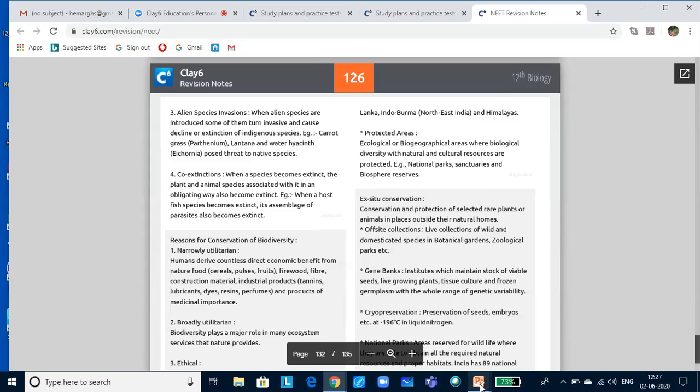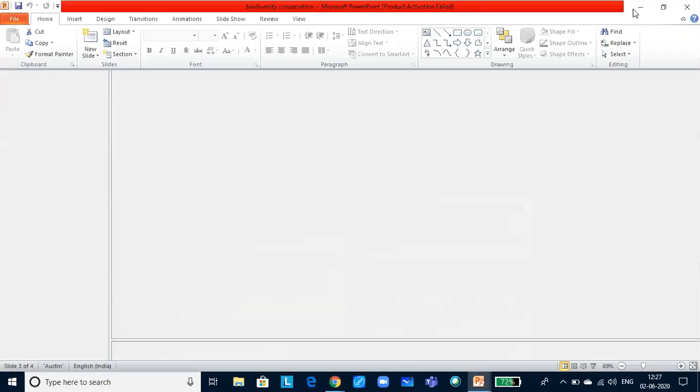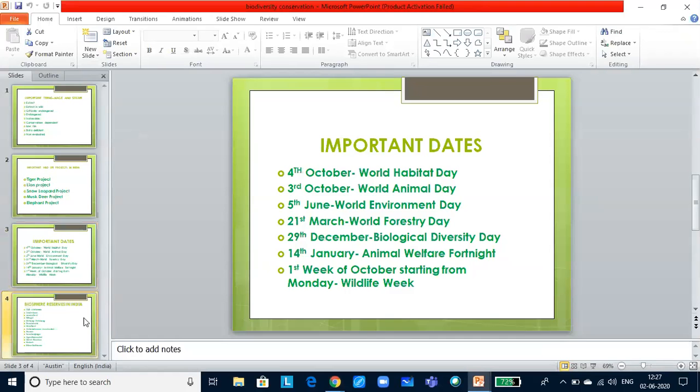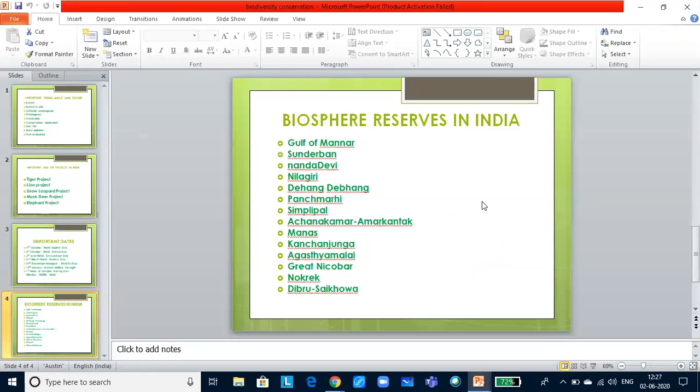So one thing you have to know about biosphere reserves means important biosphere reserves in India. This you have to make a list of it. Gulf of Mannar, Sundarban, Nanda Devi, Nilgiri, Dehang Debang, Pachmarhi, Simlipal, Achanakmar or Amarkantak, Kanchenjunga, Agastya Malai, Great Nicobar, Nokrek, Dibru Saikhowa. So these are the biosphere reserves in India.